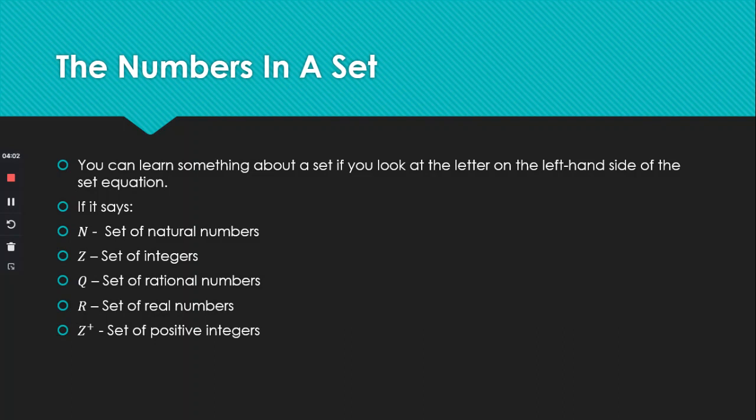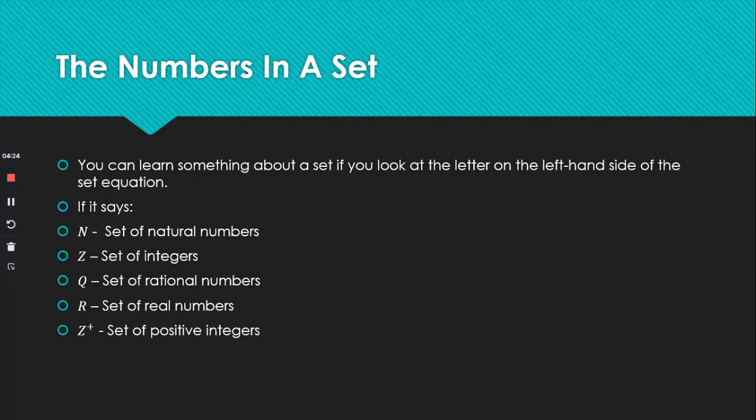You can learn something about a set if you look at the letter on the left-hand side of the set equation. Here's a note. It's not always on the left-hand side. It can be anywhere. But if you see these symbols, that's what it means. But sometimes it could also just be the name of the set. But this is normally what it means here.